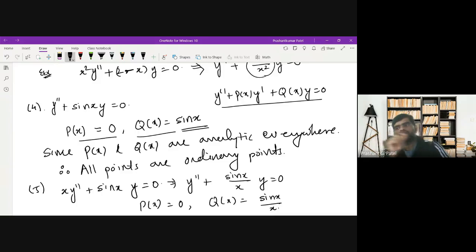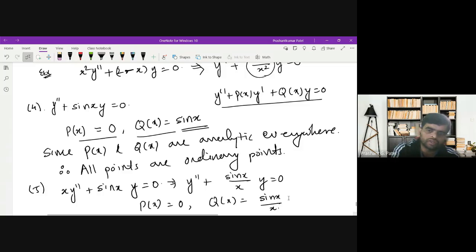Here we have to check the nature of the differential equation at the point x equal to 0. That is our objective. That means whether x equal to 0 is an ordinary point, a regular singular point, or a singular point. That is what we need to check.